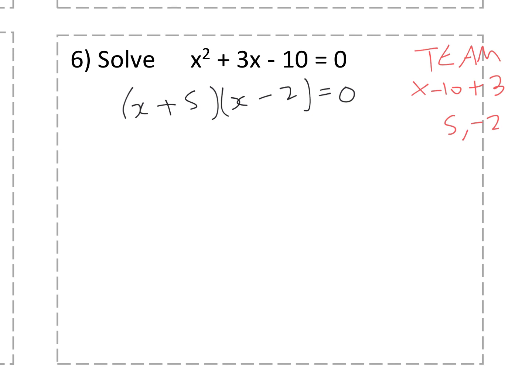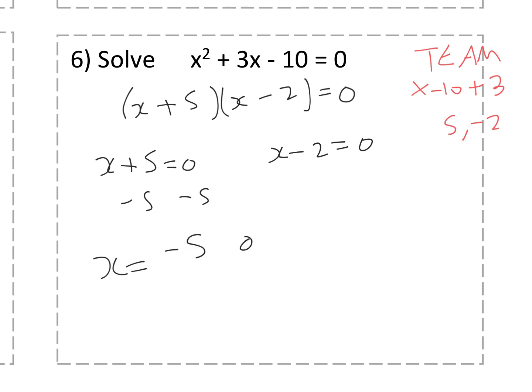Okay, same process as before. Either the first bracket equals 0 or the second bracket equals 0. Solving the first equation, take 5 from both sides. We get x is minus 5. Solving the second equation, add 2 to both sides, and you get x is 2.